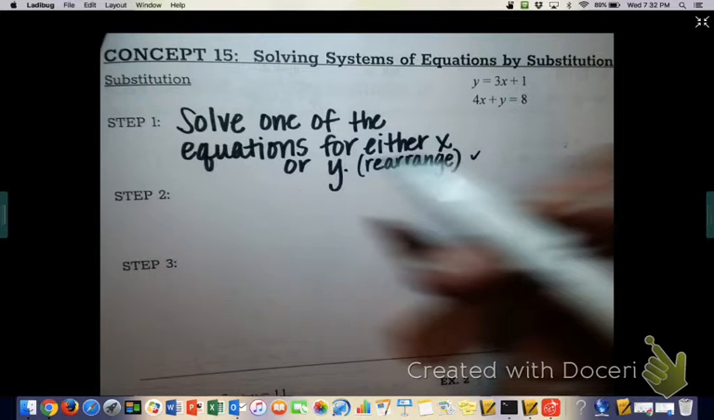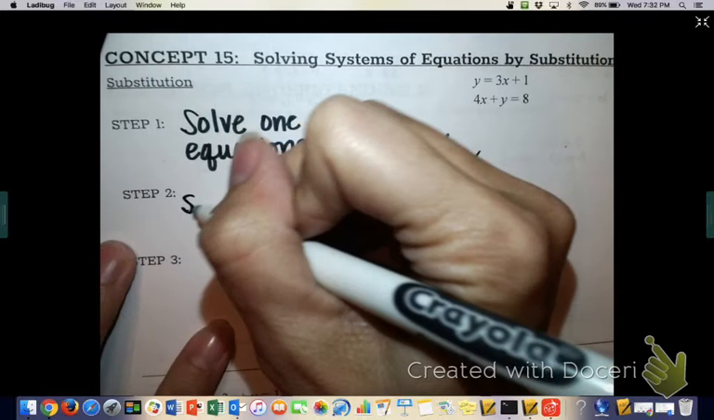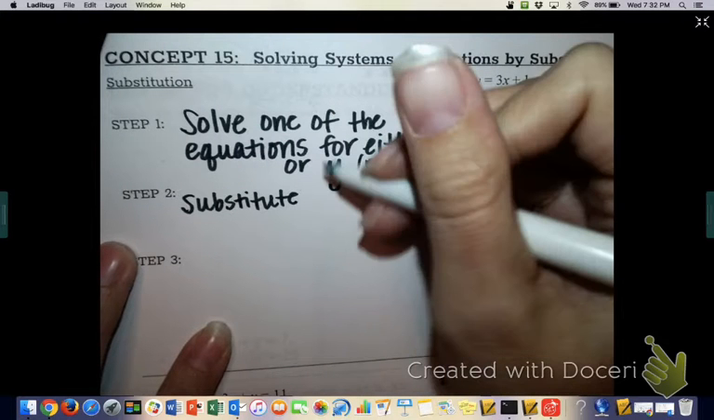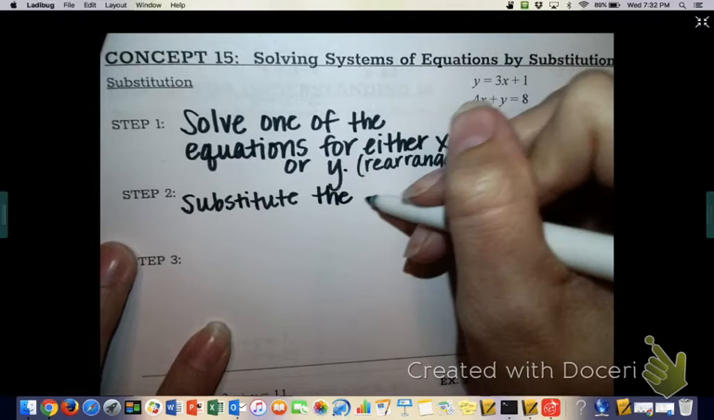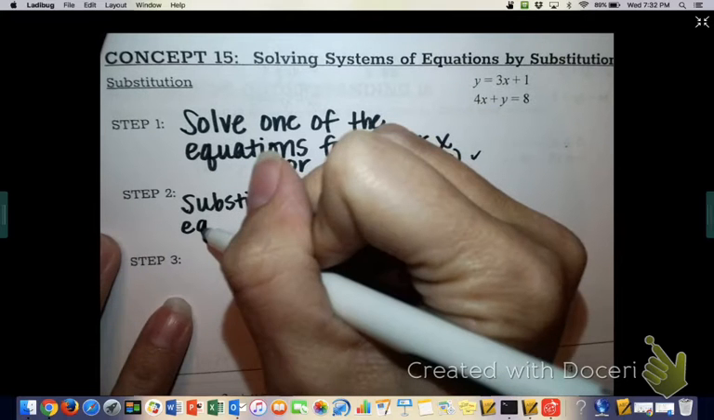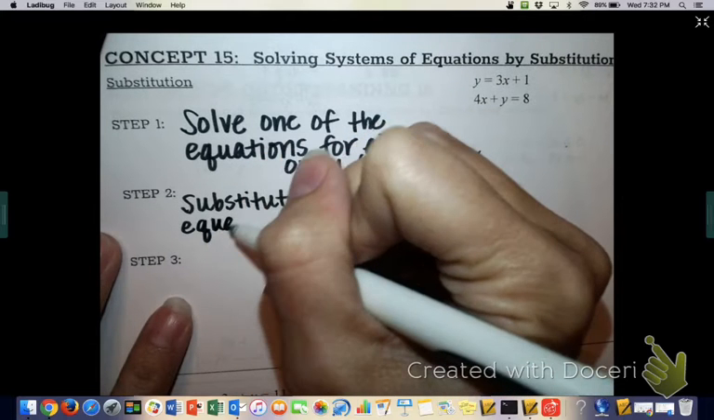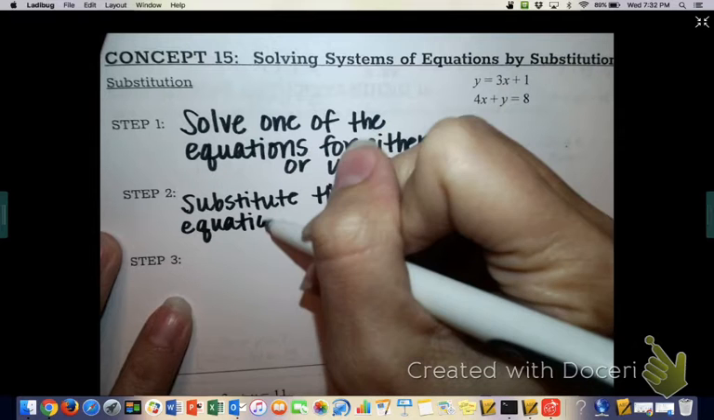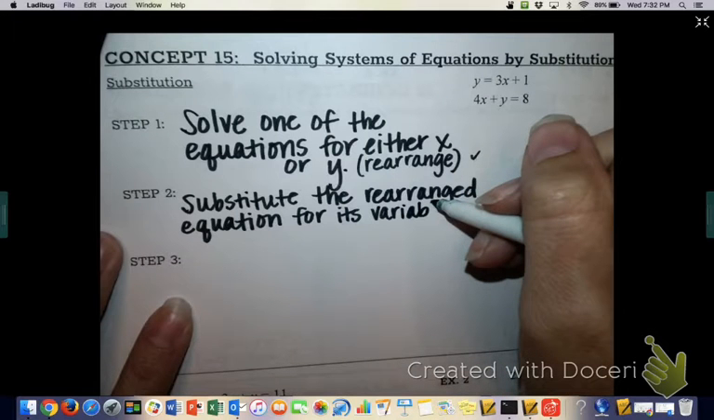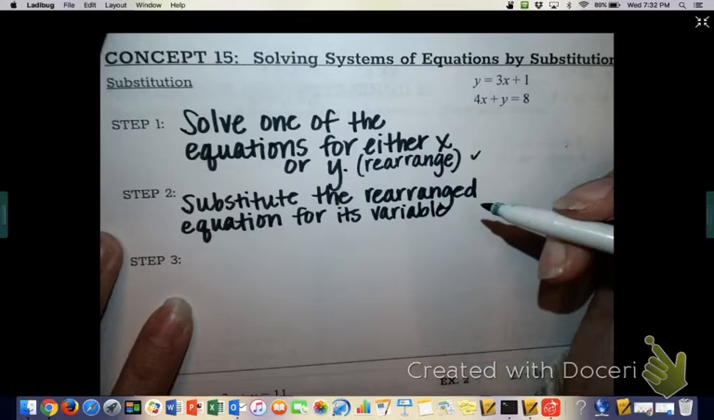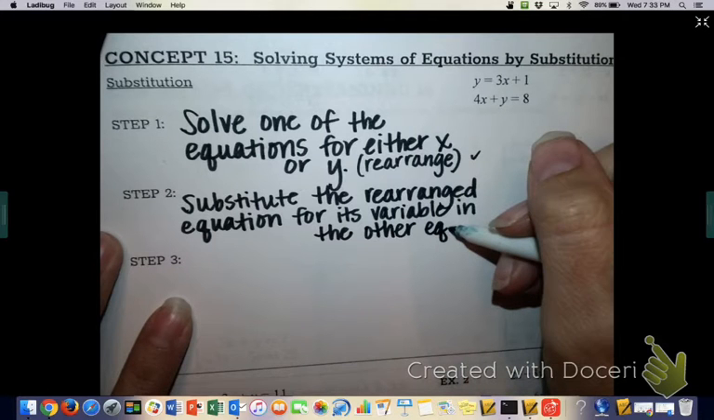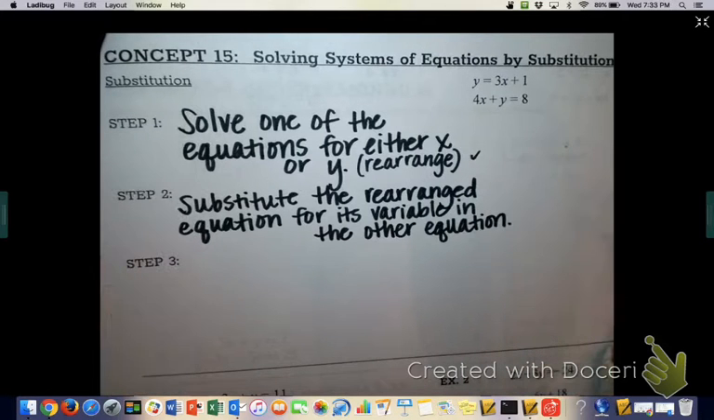All right, step 2 is going to be substitute the rearranged equation for its variable in the other equation. And I'll show you what I mean in just a sec. All right, but let's go ahead and talk about what the third step is.